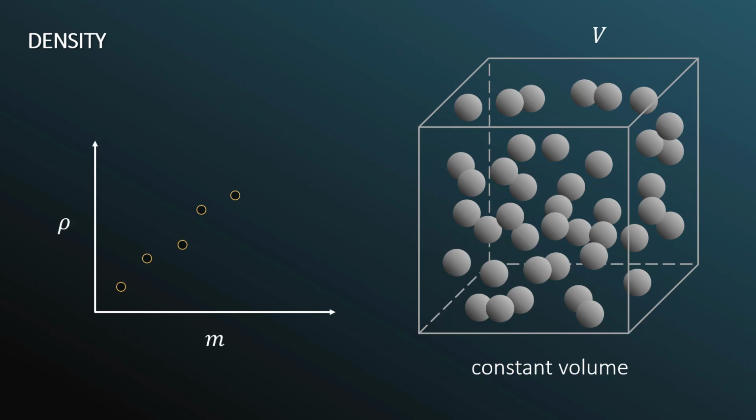And so what's the trend here? We see that density is directly proportional to the mass. Increasing the mass increases the density, assuming the volume is held constant.